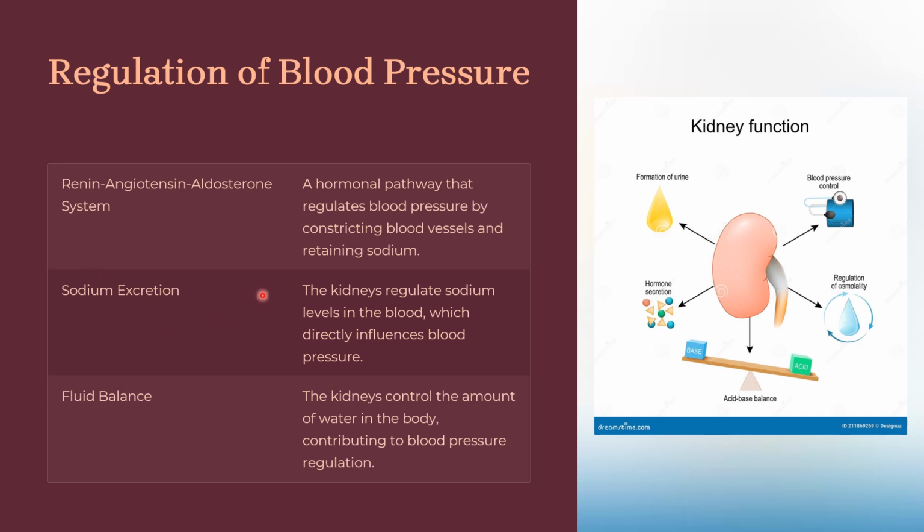So sodium excretion now. The kidneys regulate sodium levels in the blood, very important, which directly influences the blood pressure, which we just discussed here. Then fluid balance. The kidneys control the amount of water in the body. We saw in the function. So it controls the amount of water in the body, maintains the balance, contributing to blood pressure regulation. So it forms urine, it controls blood pressure, regulation of osmolality.